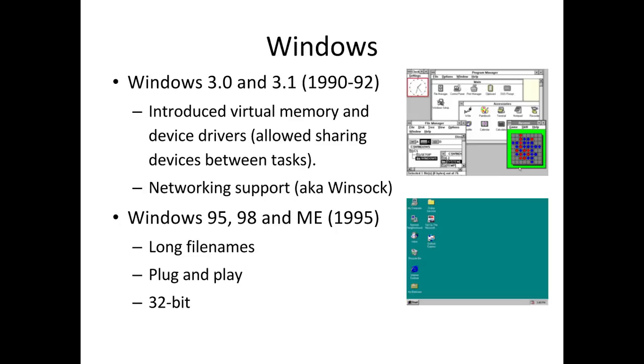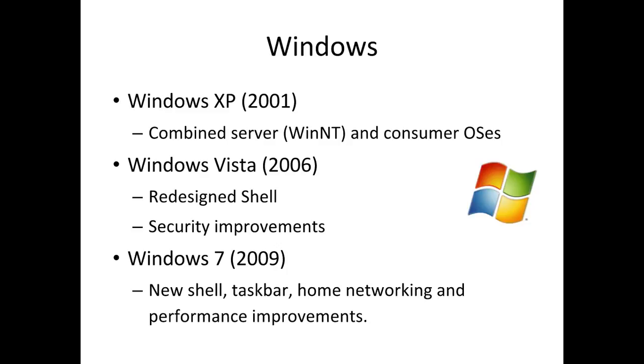We then move on to Windows 95, Windows 98. You're allowed to have long file names. There was support for 32-bit architectures. Windows 2000 as well. Moving on to Windows XP. Windows XP has been dominant for a large number of years now and seems to be embedded in lots of different stuff. And that combined what Windows had as a server operating system, known as Windows NT, with its other home-based operating systems at the time, which would be Windows 2000.